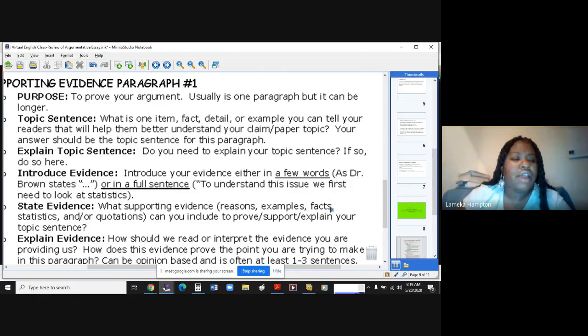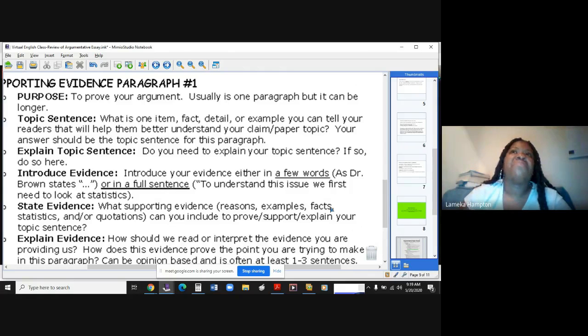All right. It also says the topic sentence. Now, the topic sentence is what is one item, factor, detail, or example you can give readers to help them better understand your claim within your paper. So I want to say a while back, we talked about topic sentences as it relates to main idea. Again, a topic sentence should answer the question. It is a part of your answer.